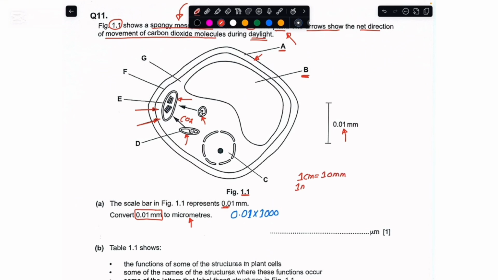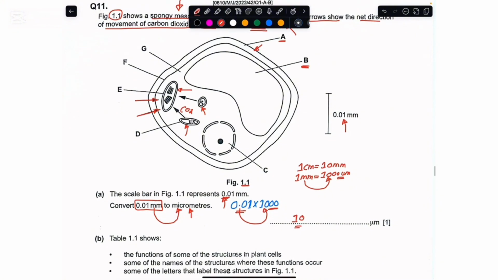And whenever we have got 1 millimeter, this is equivalent to 1000 micrometer. So if I have to go from the millimeter to the micrometer, then what I need to do is multiply this value, that is 0.01, with 1000. And when you multiply it with 1000, the answer that you would get here is 10 micrometer.